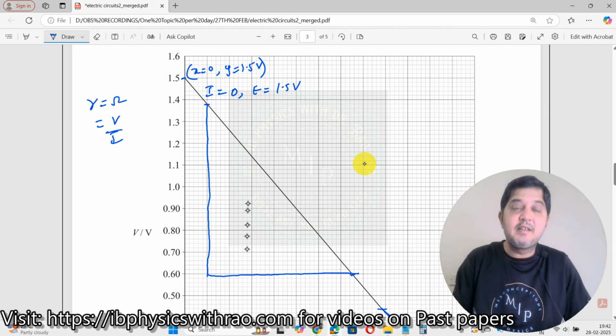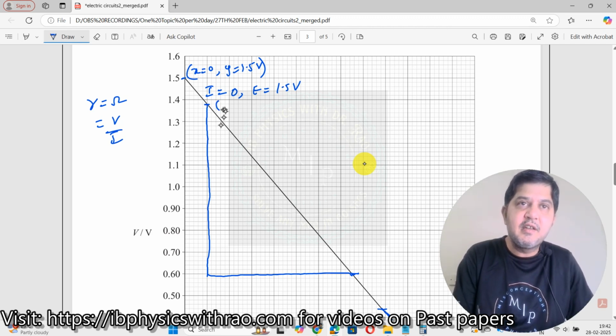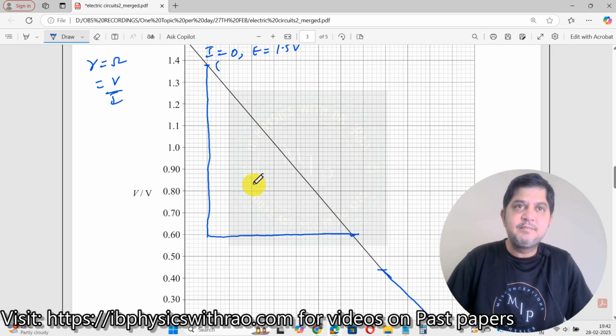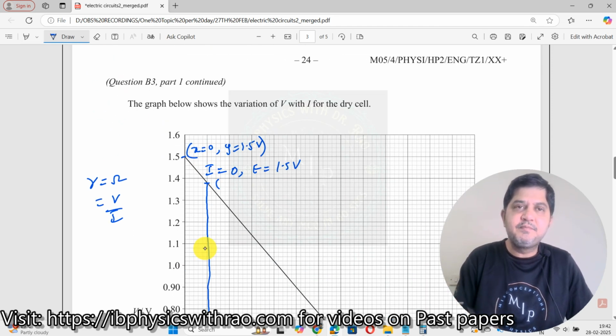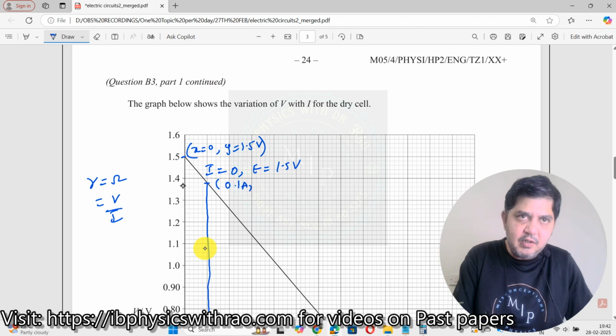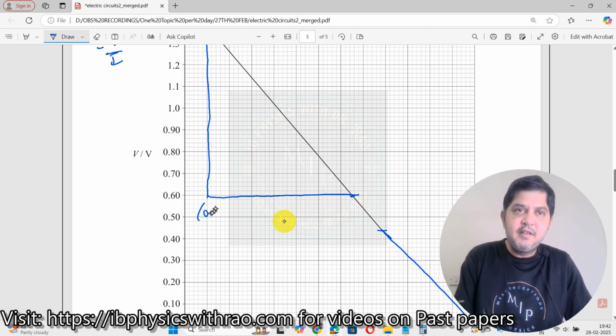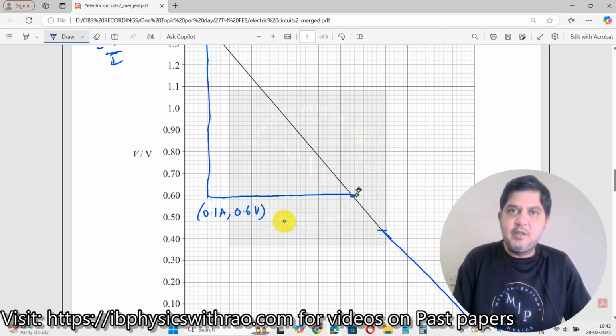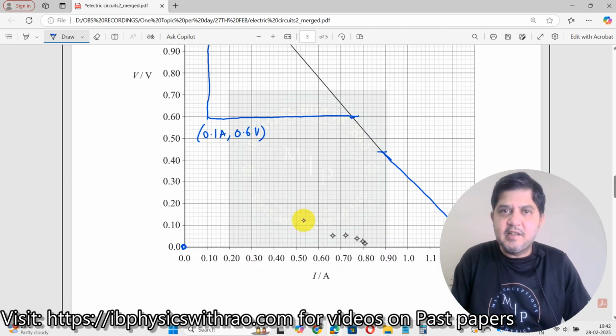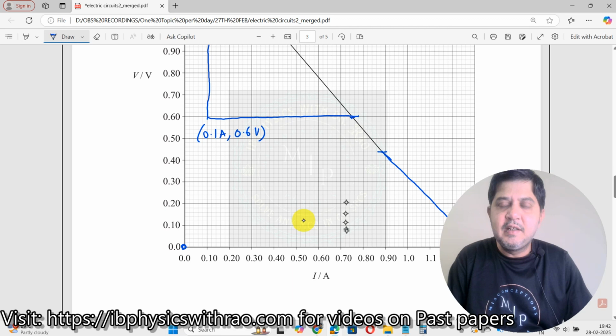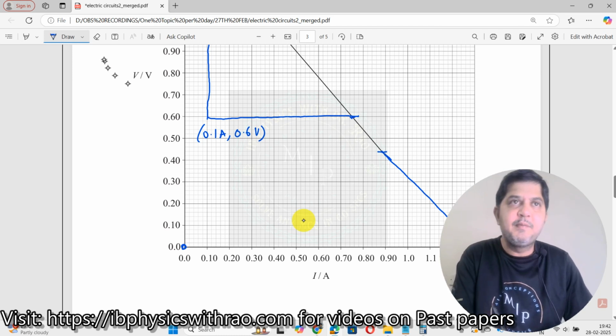Now let us write down the coordinates. What is the coordinate here? This coordinate is, x is 0.1 ampere. And what's the value of y? It is around 1.36, 1.38. Okay. Then let us come back here. This value, once again, 0.1 ampere, and this value is 0.6 volt. And what is this value here? The x coordinate, where is it touching? It is touching over here, 0.7, 0.74. Let me rub this and find out the exact value.